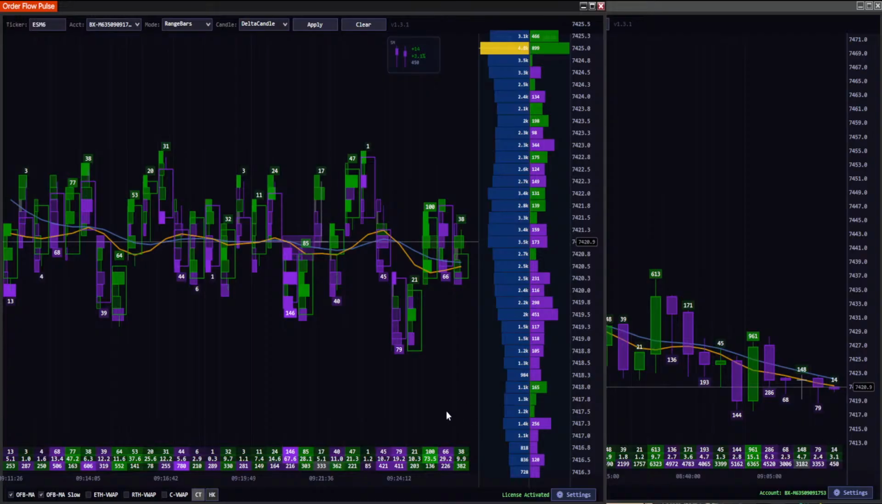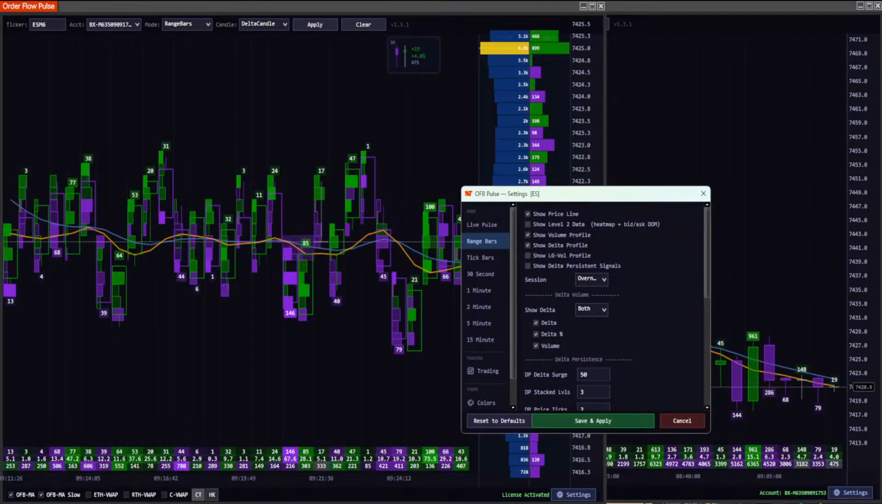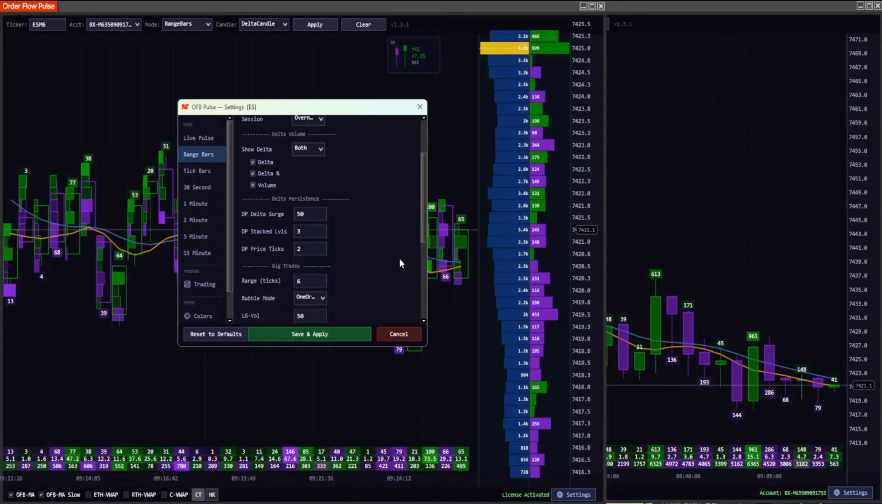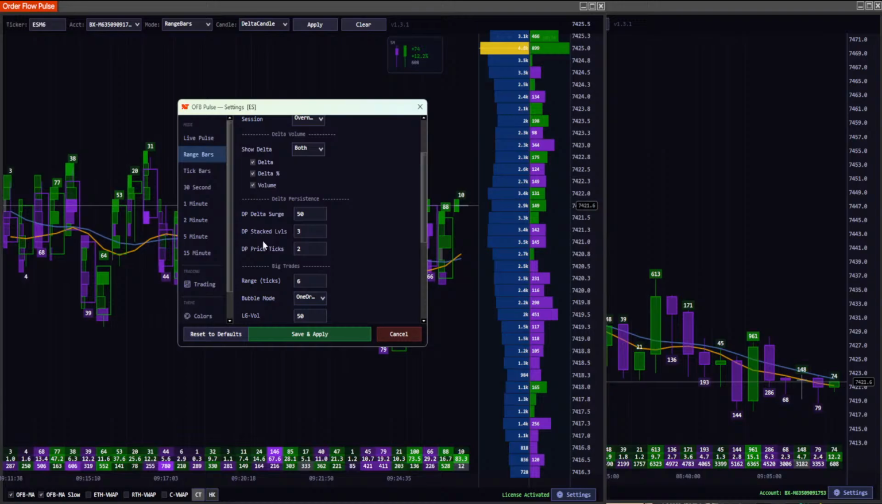Now, for the ES, these are my settings. Your settings are going to look different because I'm on version 1.3.1. I changed some things up. We have the delta volume section here, delta percentage volume, and delta persistence settings. All this is in the education section of the website, in the install and configuration.